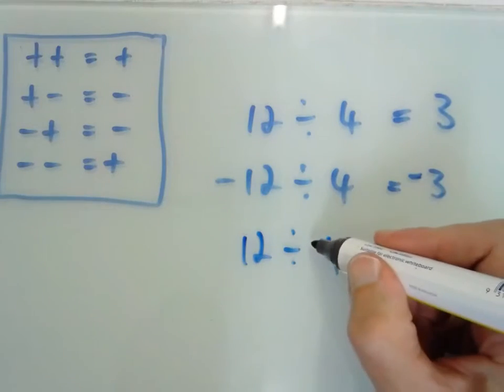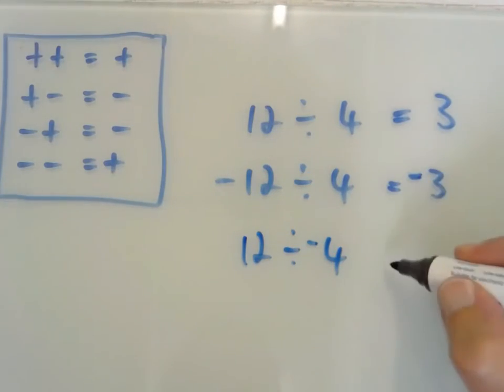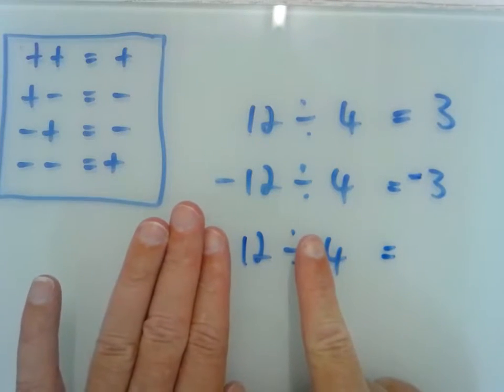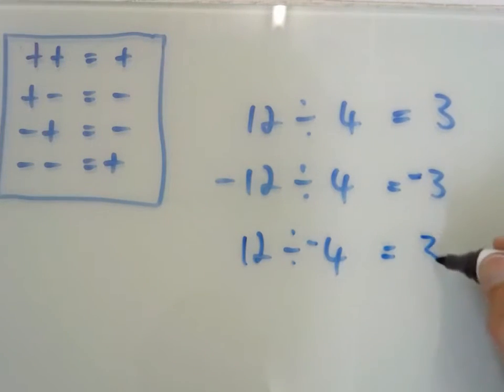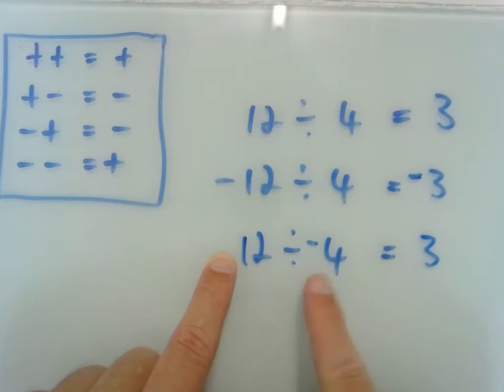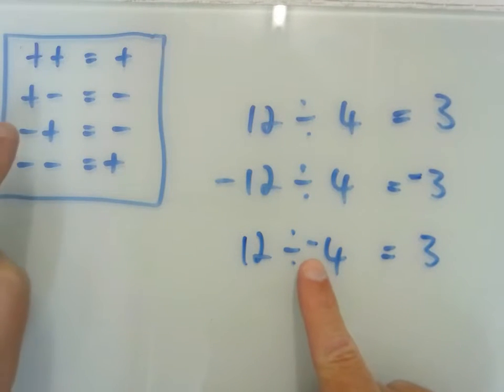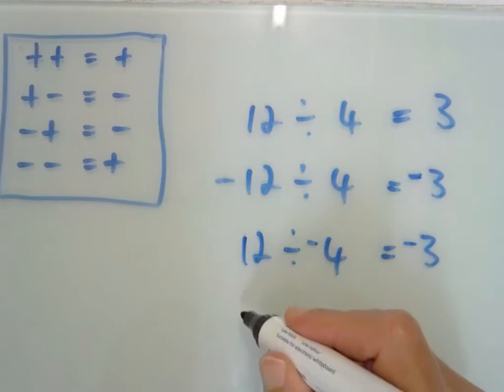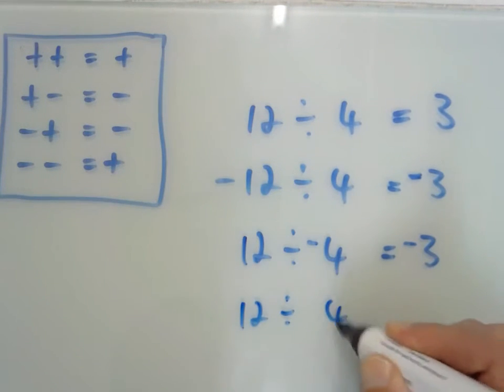Let's take that negative and make the 4 negative, but leave the 12 positive. We're going to cover up all the negatives. What's 12 divided by 4? 3. When we uncover our hand, this 12 is a positive 12, and we're going to divide it by a negative 4. So a positive and a negative make a negative.